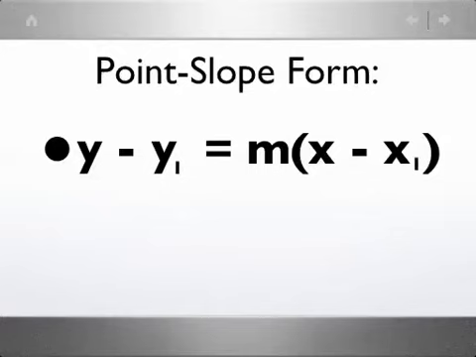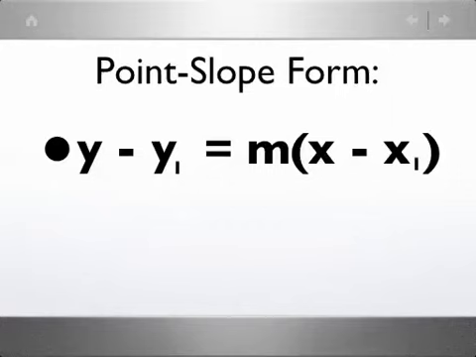We've already talked about point slope form, and we've also already talked about slope-intercept form. Remember I said there are going to be three ways, or three forms, to write an equation of a line. So again, we're talking about point slope form.